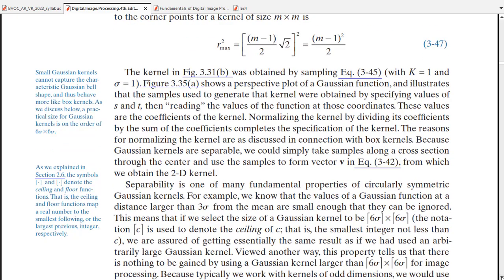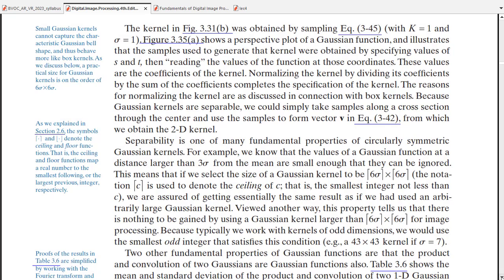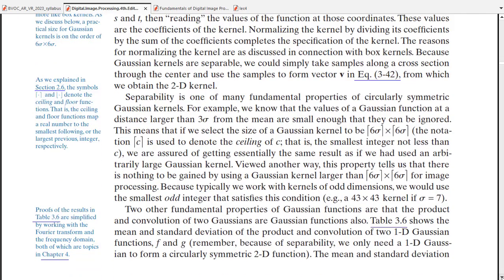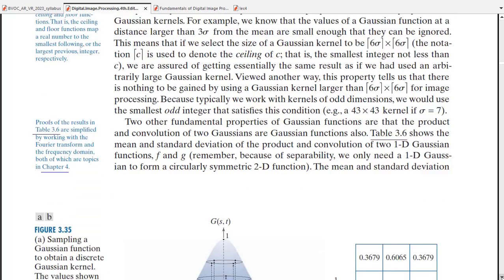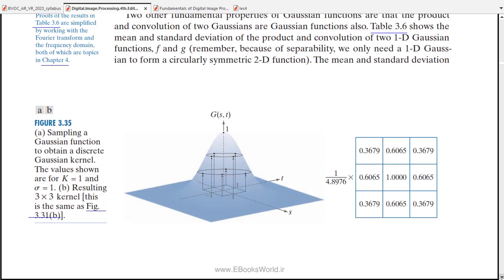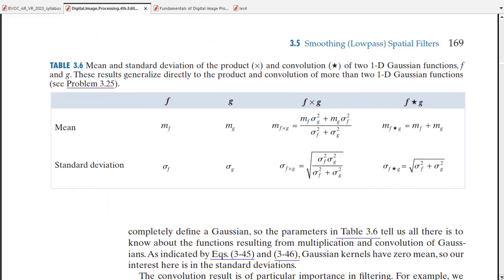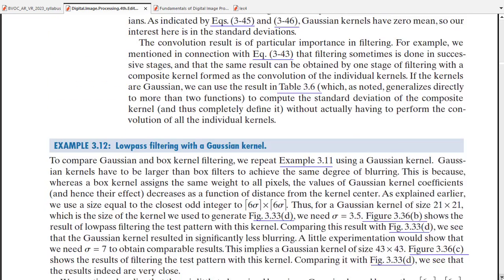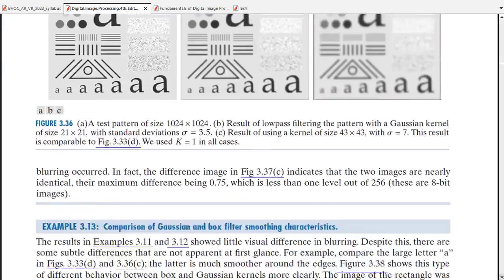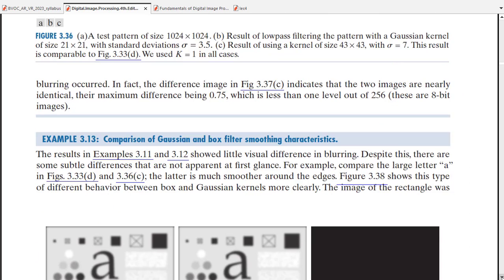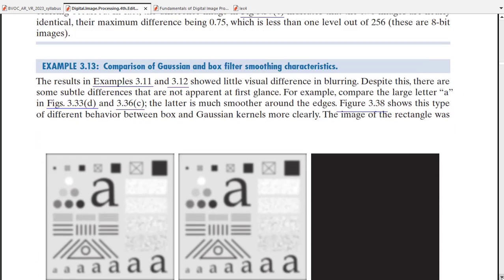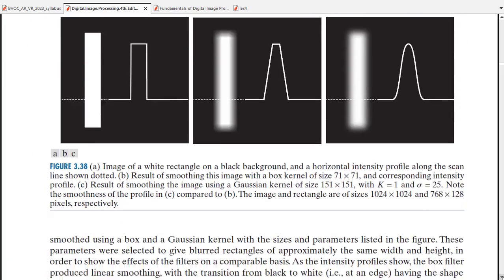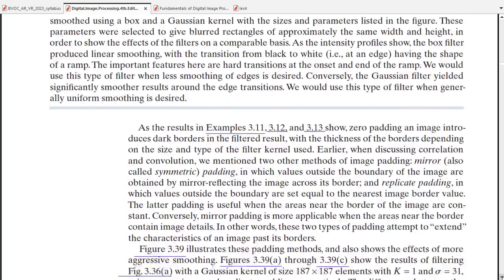We already discussed this previous concept: mean, standard deviation, and low pass filtering with Gaussian filters. Here is a comparison of the smoothing characteristics of the Gaussian and box filters. The smoothing performance of the kernel on the image changes, as in shading correction with low pass filters.